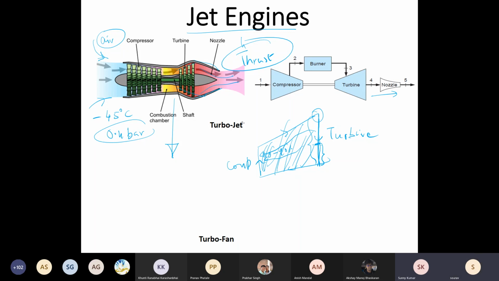Whereas when you're flying, you don't want to extract all the work in the turbine. Your main aim is to fly the plane. So the majority of the energy has to be extracted in the form of thrust. That's why we have a lesser number of stages in the turbine.